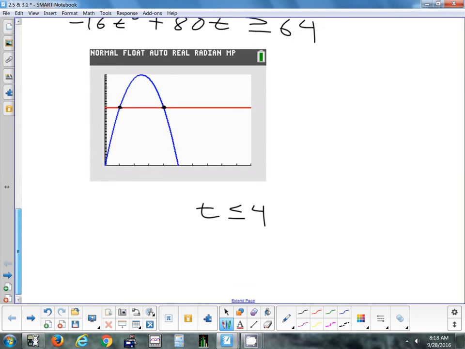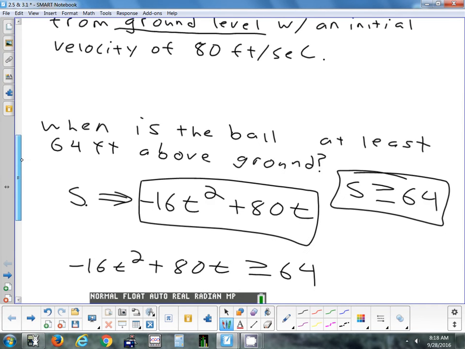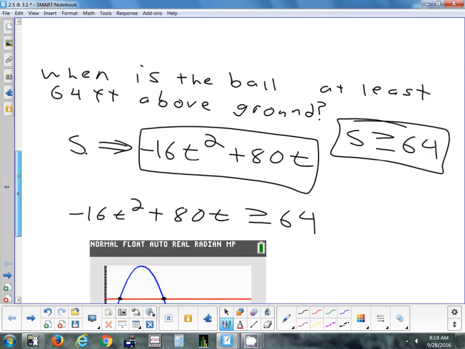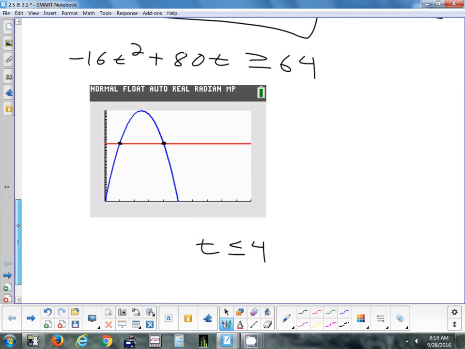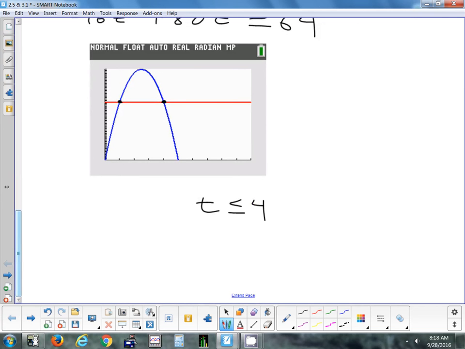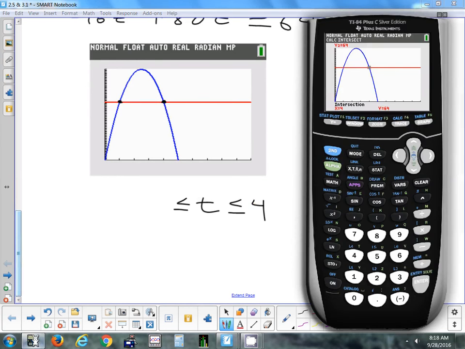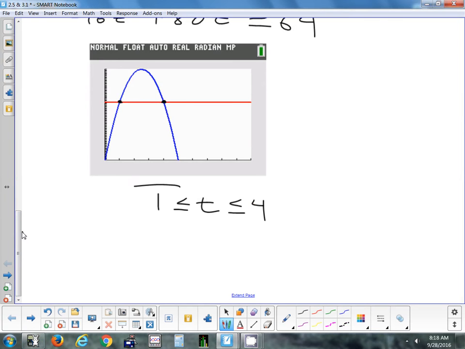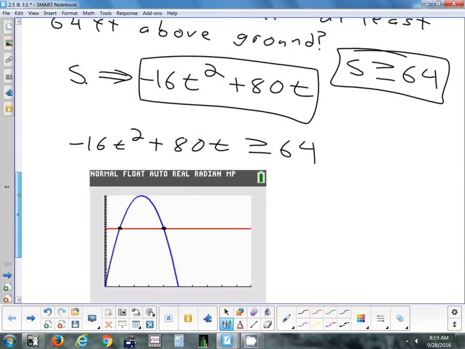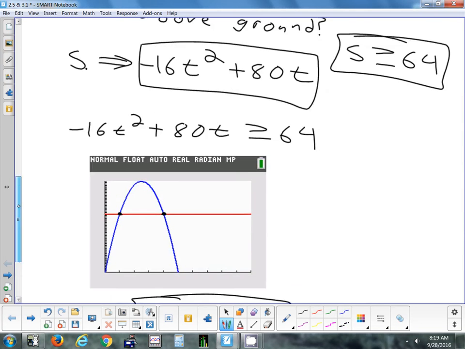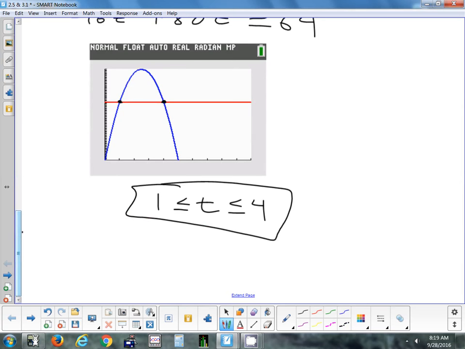And was it greater than? Yeah. When is the ball at least 64 feet? So that's 64 or higher. Okay, so my time goes from 4 seconds to, did anybody get the other intersection? That's 1. Thank you. Okay, so between 1 and 4 seconds, the object will be above 64 feet. Okay, any questions on how we figured out the time?